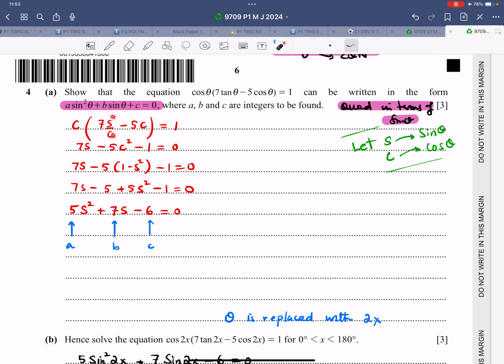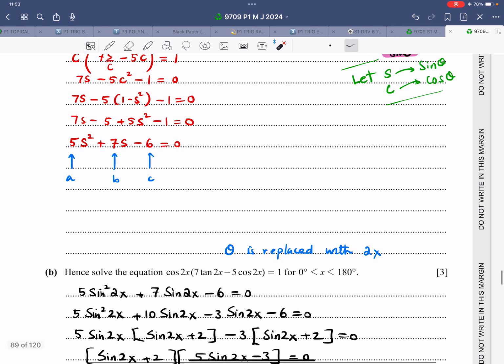So now cosine theta is written as cosine theta, C, and tangent is broken down into two things, that is sine over cos. Minus 5 cos is equals to this. First multiply, cos cancel, this cos with this cos, that is cos square. Cos square is replaced with what? 1 minus sine square, expand, simplify, you get this thing. That's pretty basic for 3 marks.